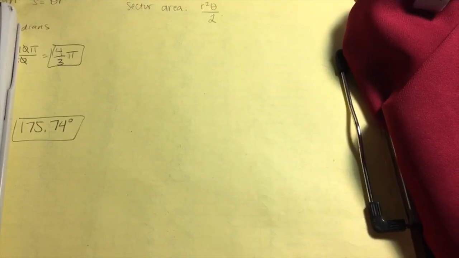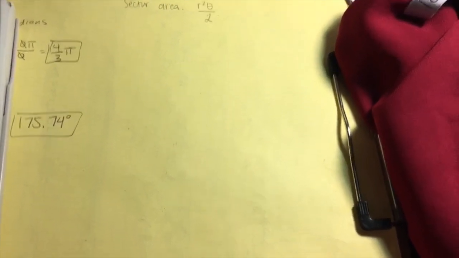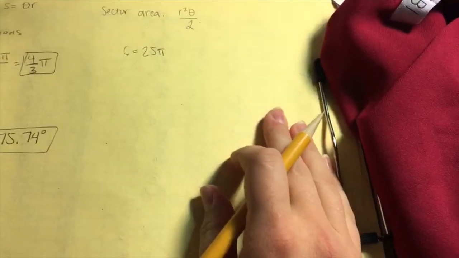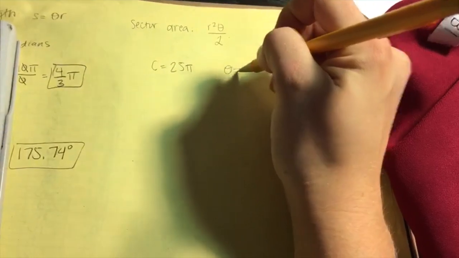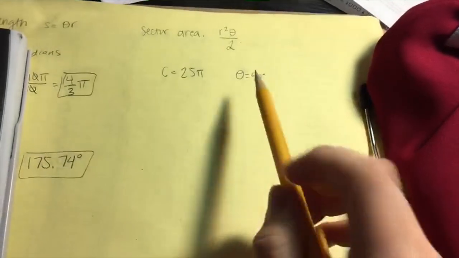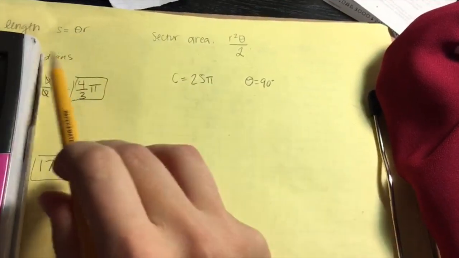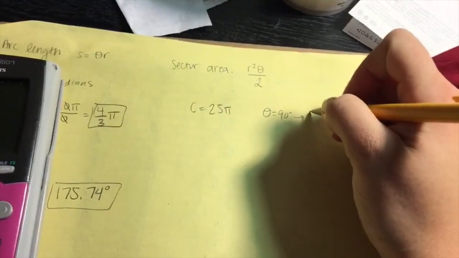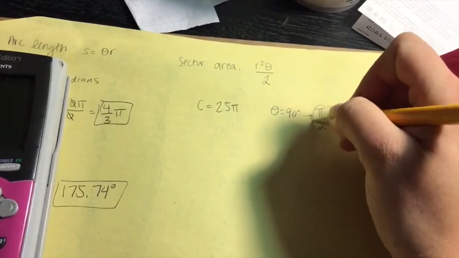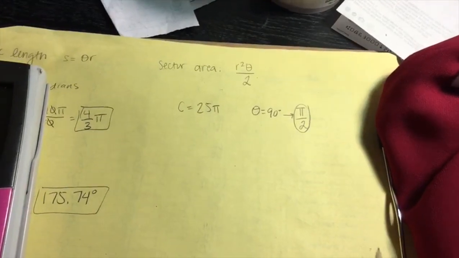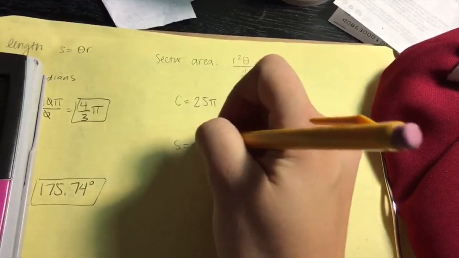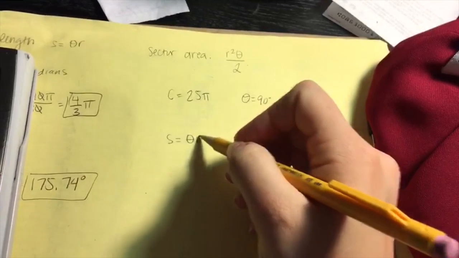For the arc length problem, I'm going to do problem number 5, which reads the following. A circle has a circumference whose length is 25 pi, so C equals 25 pi. Find the length of an arc whose central angle is 90 degrees, so theta is 90 degrees. Now, we have to remember that theta in both my sector area and arc length equation has to be in radians, so I need to convert this to radians. You might have memorized it from your unit circle, or you can do the conversion, but you end up getting pi over 2. So now I have my circumference and my theta. Using my arc length equation, arc length is theta times r, so we need to know our r.